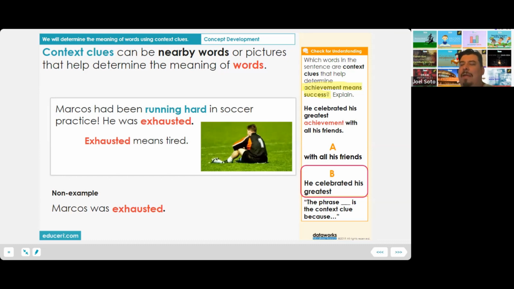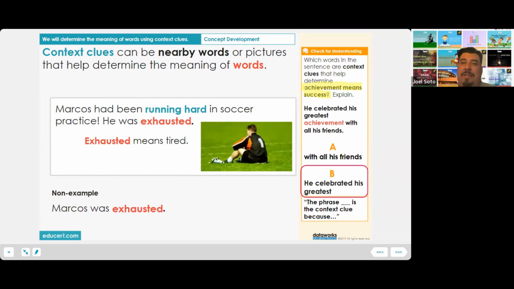So I'm like, oh, buddy, Miguel, you gotta say the whole thing, buddy. Oh, okay, yeah, sorry, teacher. Doesn't even know my name, calls me teacher, been with me 6 months, right? And I'm like, okay. The phrase, oh yeah, sorry. The phrase, he celebrated his greatest, is the context clues because achievement means success. You know how they finish their sentence, like either really high, really low, or they get kind of quiet. And you're like, okay, hey, so what do we do?